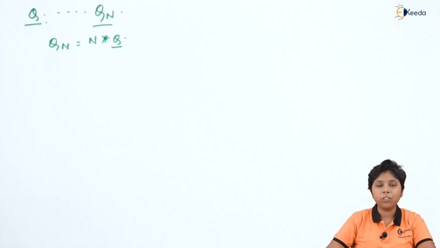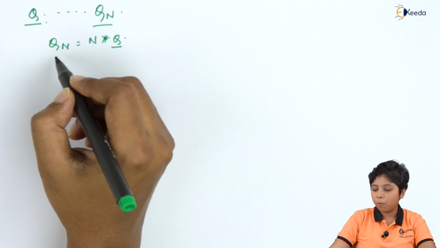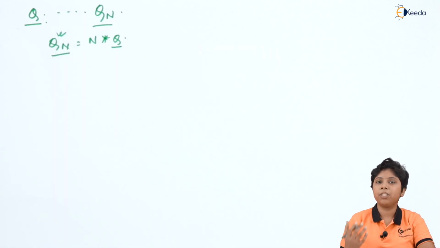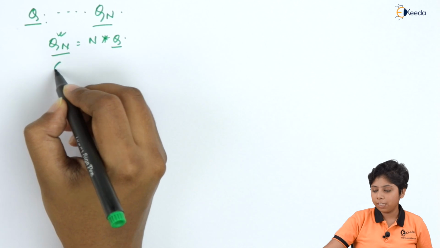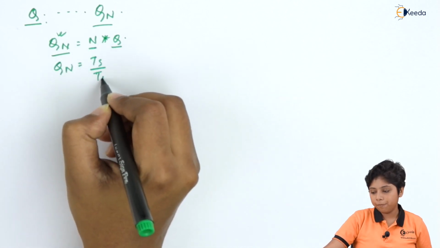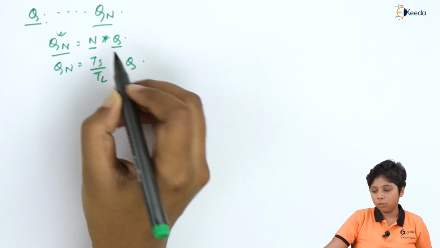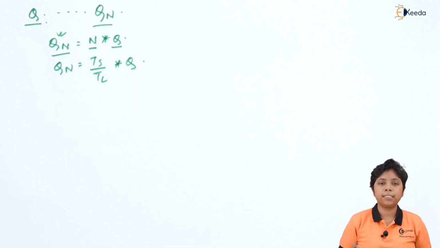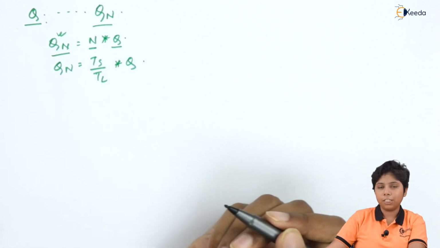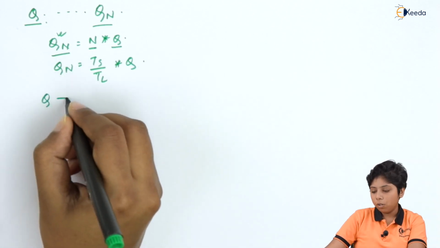Now the scale up ratio can be directly defined by the speed up ratio, because if we put this Qn, a larger number of tasks, that can be done in a small amount of time. That means the speed up will be higher to get a scale up. So we can define that Qn equals Ts by TL into Q, as we know that n equals Ts by TL.